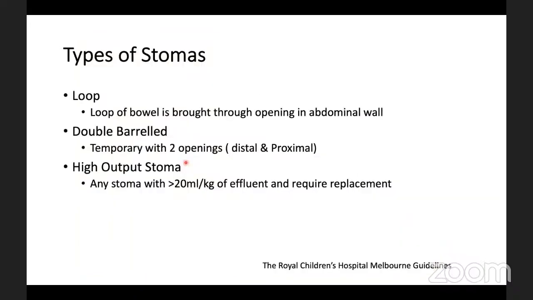Sometimes the baby comes with stomas. So there are 2 types of stomas. One is the loop, in which the bowel segment is brought out through the abdominal wall. And the other is the double-barreled stoma, which is temporary with 2 openings, distal and proximal. And the third, depending on the type being made, is whether it is high level or low. Most of the stomas made in the jejunal area are high output stomas, in which the output is more than 12 ml per kg, and that requires replacement.